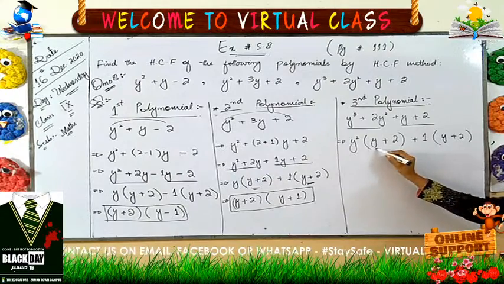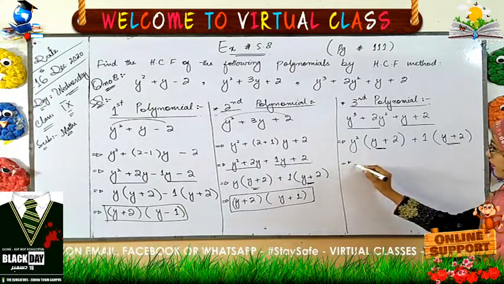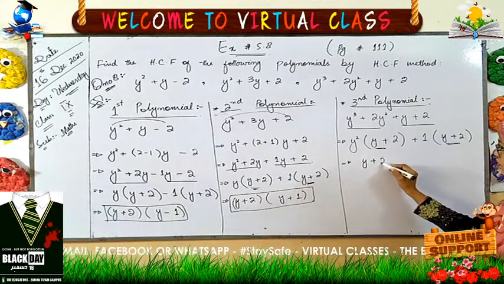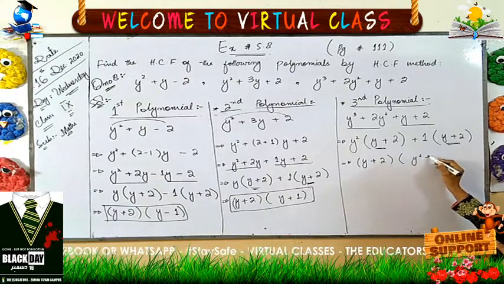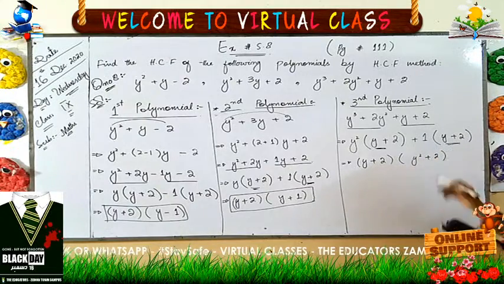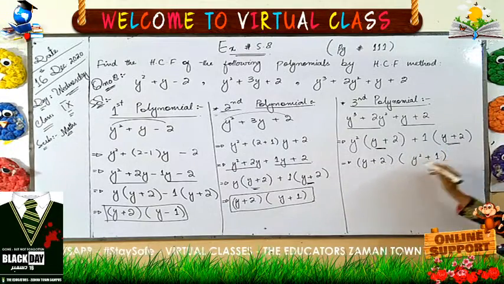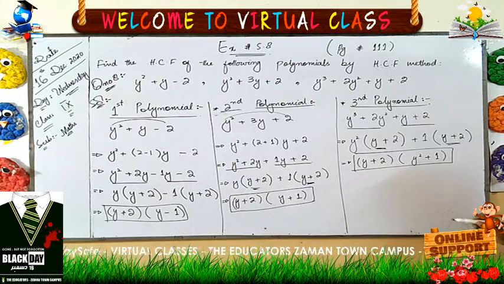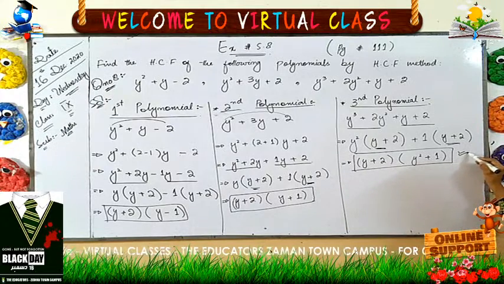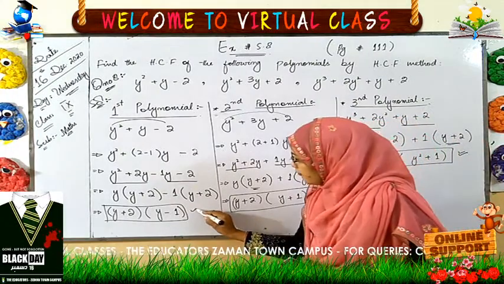What is common? You can see y plus 2 and y plus 2. It is a common bracket. So here we will write down y plus 2 as a common bracket, and the remaining is y square plus 1. Making the separation, now you can see the factors of the third polynomial, second polynomial, or first polynomial.